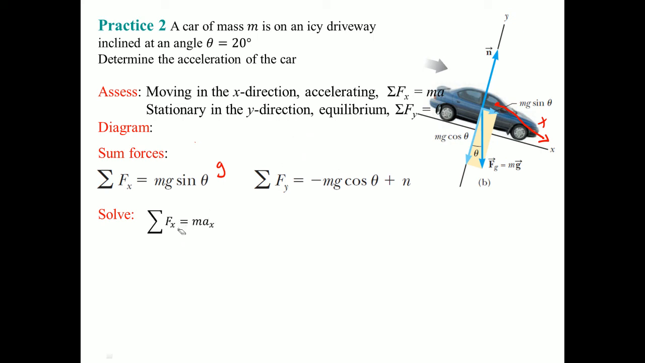Plug it into the equation. Here I'm looking for the acceleration, so I only care about the x part. The summation of my forces in the x direction is mg sine theta, so I plug that in, equals mass times acceleration. The masses cancel out, so acceleration is 9.8 times sine 20 degrees. I would say that acceleration is equal to 3.35 meters per second squared.